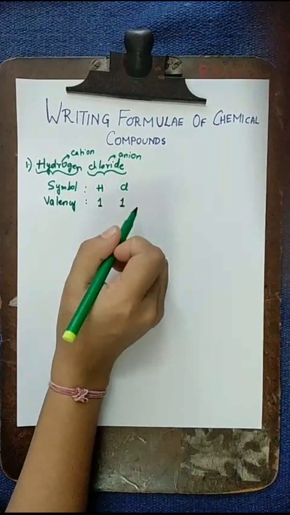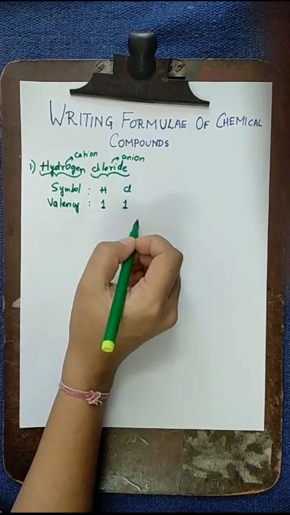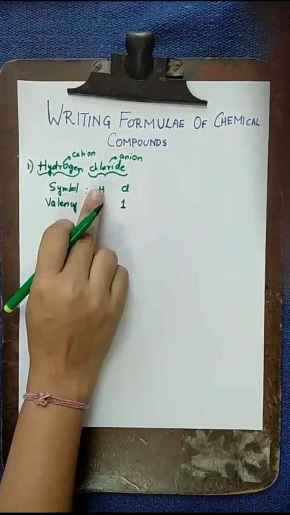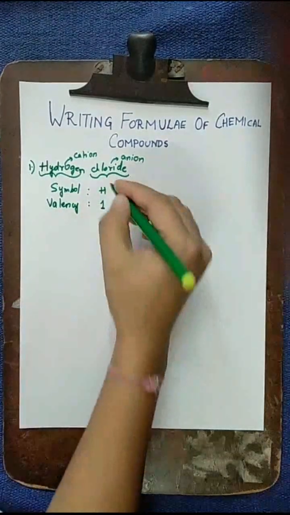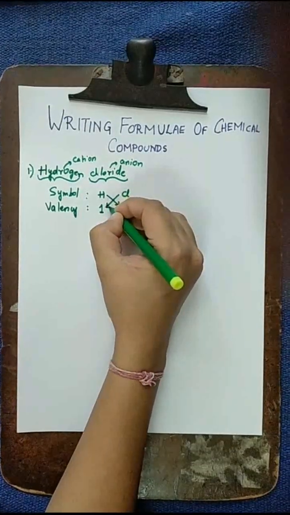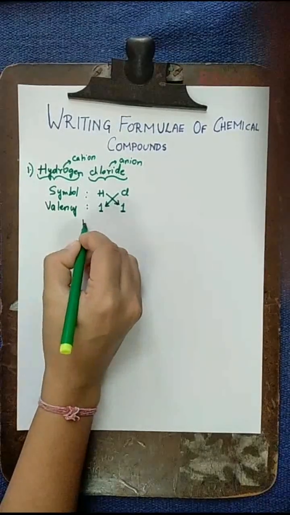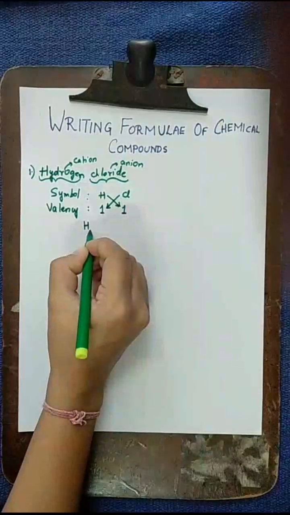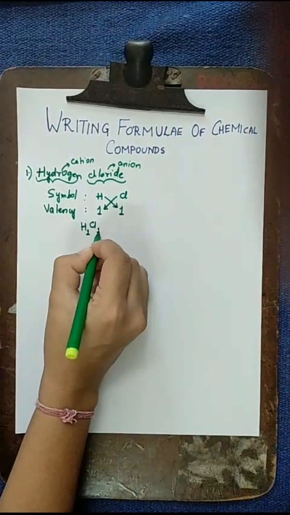After writing the valencies of the corresponding ions under them, we have to go for the crisscross method. This crisscross method involves taking the valencies of the opposite ions to the particular ion. Here H will be matched to 1, Cl will be matched to 1. And the final compound which we will get is H, the corresponding valency written as a subscript 1, Cl 1.